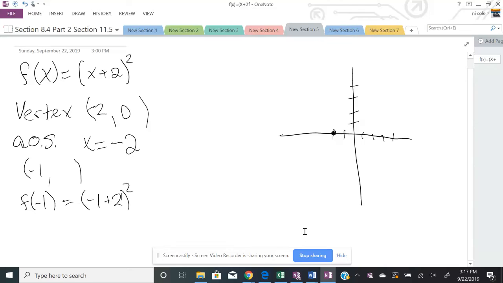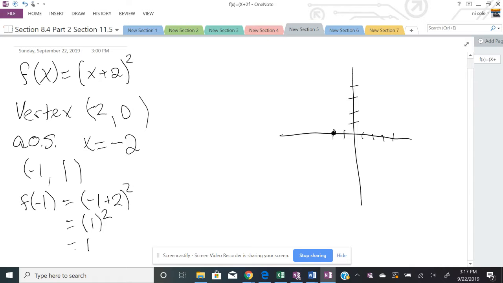All right, so here I'm trying to find the second point. I picked -1 as my x value. Now I've plugged it into the equation and I need to solve. So -1 plus 2 is 1. I'm going to square that, and that makes that 1. So I get the point -1, 1.